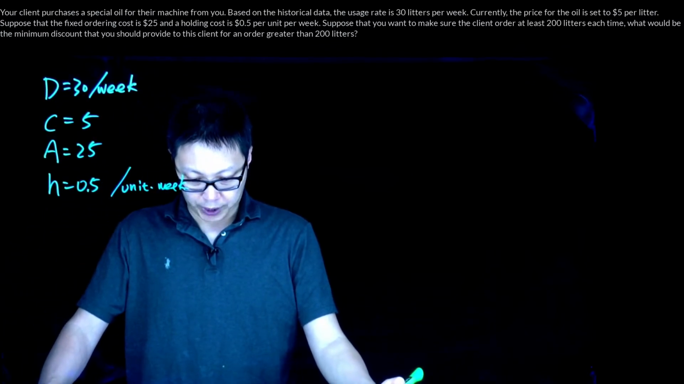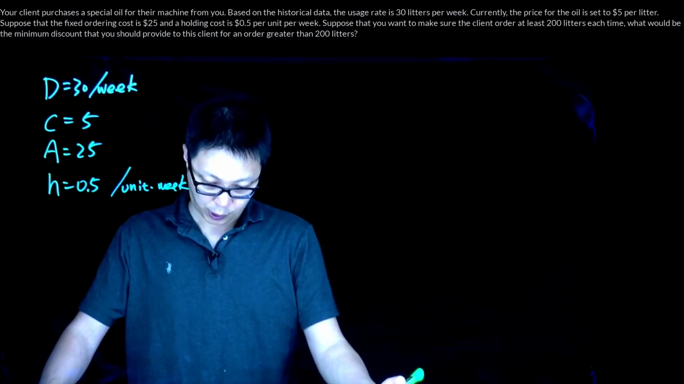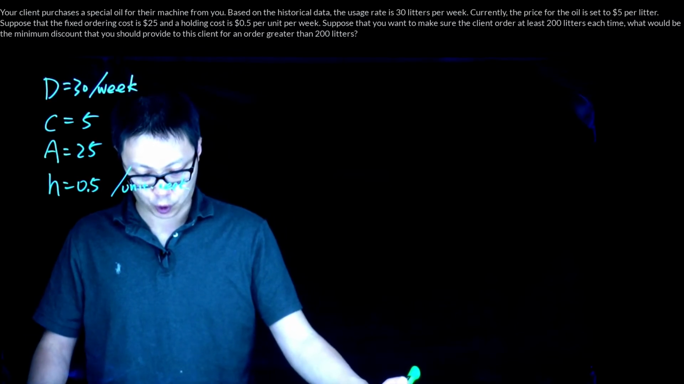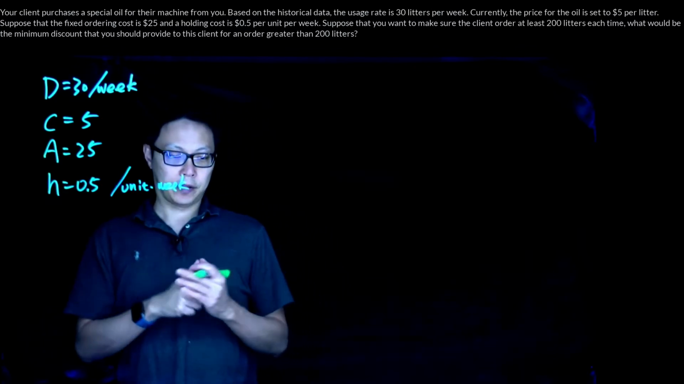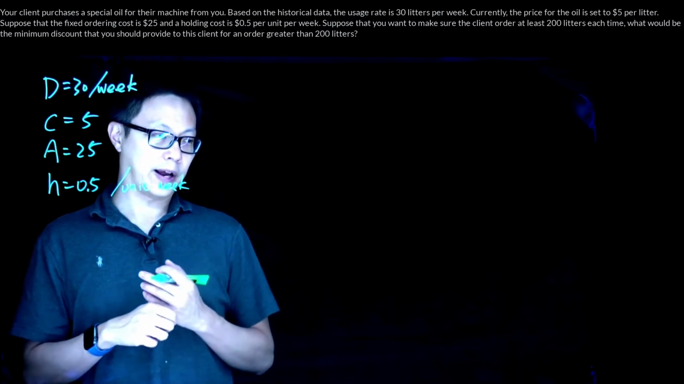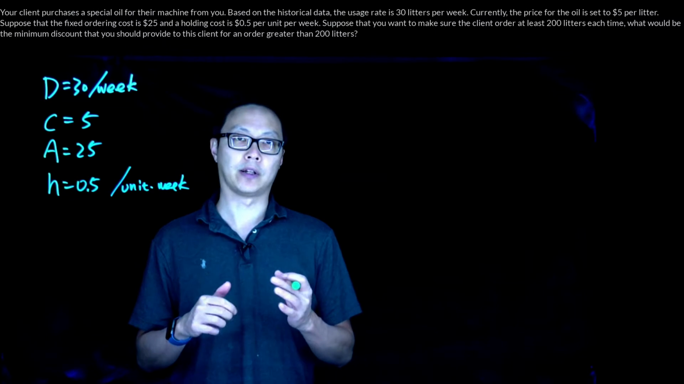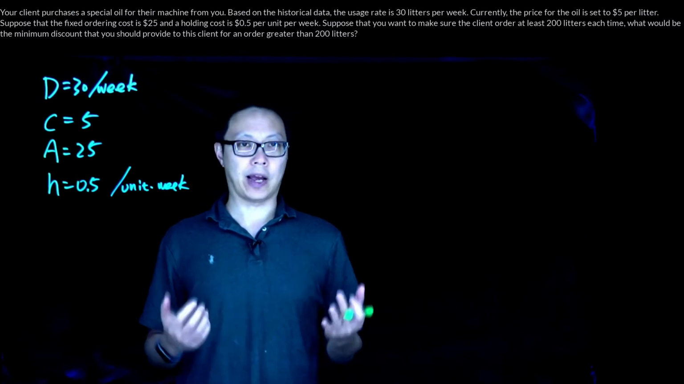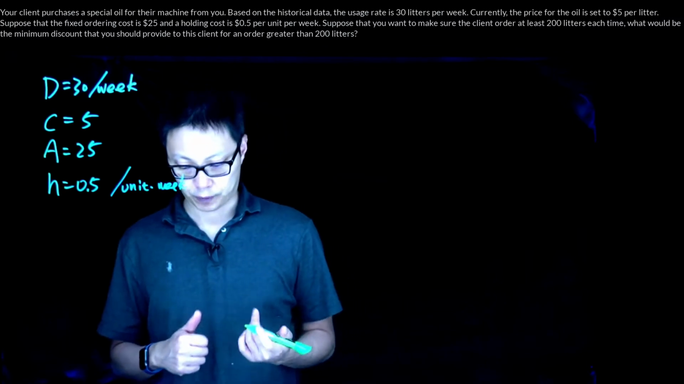Suppose that you want to make sure that the client orders at least 200 liters each time. What will be the minimum discount that you should provide to the client for orders greater than 200 liters? Okay, so again, this is the quantity discount question, but instead of finding out which option we want, we actually want to solve this problem from the supplier's perspective. We want to know what discount I should provide to the client in order to encourage the client to order more.